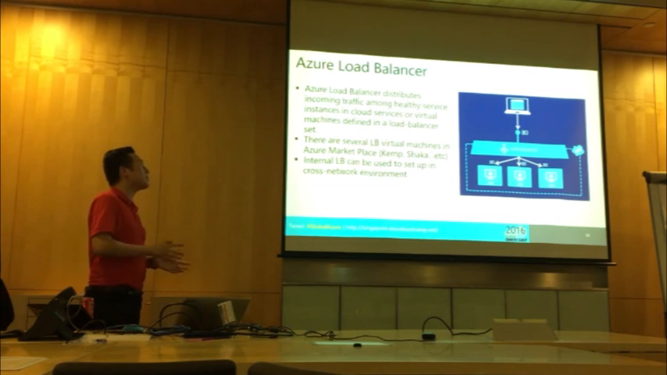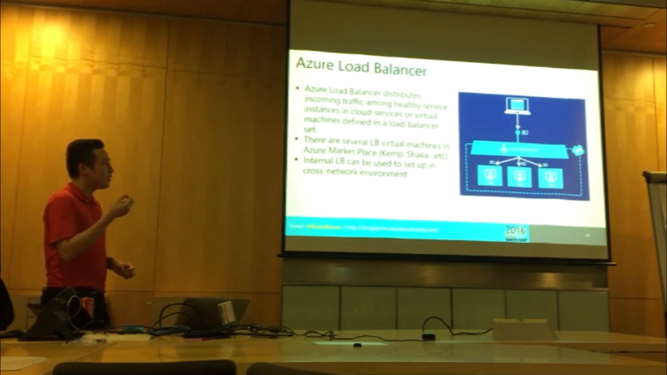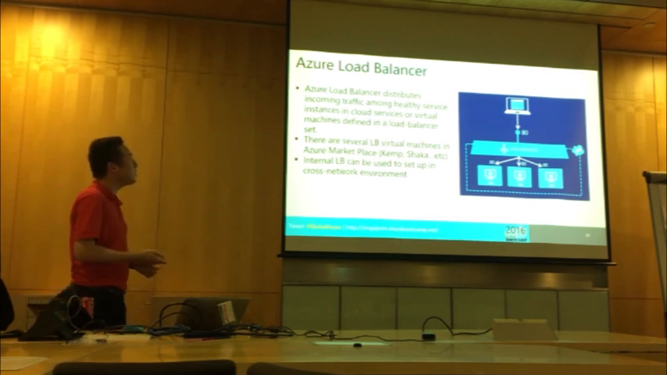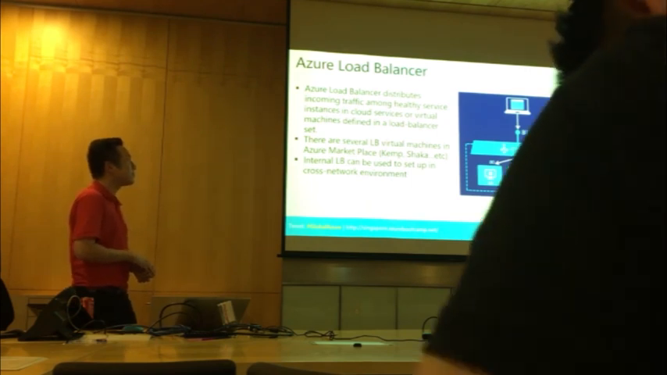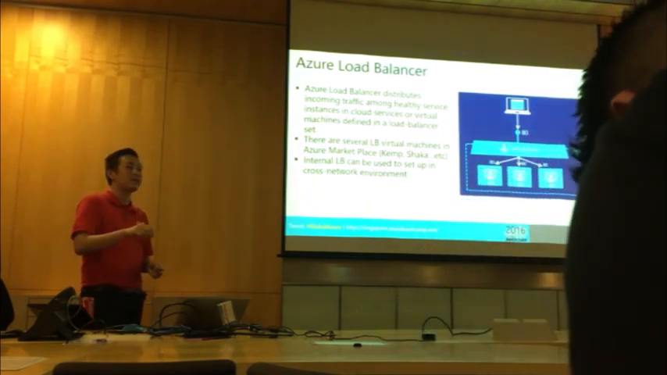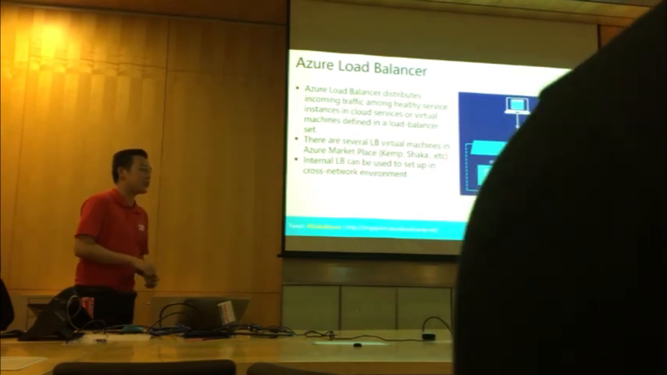So Azure Load Balancer is one of the features you can use to build high availability. The Azure Load Balancer works similar to any load balancer, distributing the traffic to different machines. And you can use the Azure Load Balancer to connect to the on-premises infrastructure.